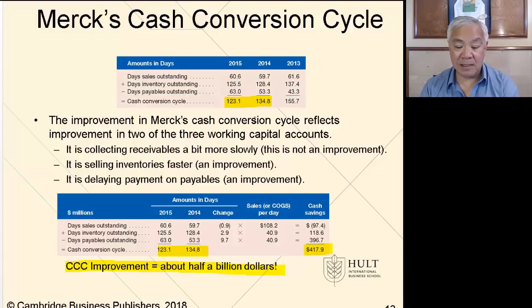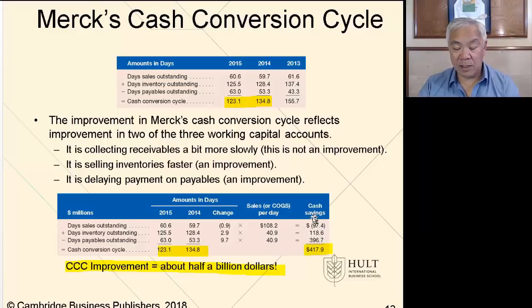Now, it doesn't sound like a big deal. Oh, that's 11 days, big deal, right? But the bottom part breaks out the impact in dollars. This section here is just lifted from the top. Then this section here is analysis to see how much money it is worth. The change is a simple subtraction, and the days sales got worse because they got slower, but the inventory got faster, they're selling faster, and they're paying a little bit slower, which again, I hope their vendors approve. And we multiply times sales for AR and COGS for the payables and the inventory.